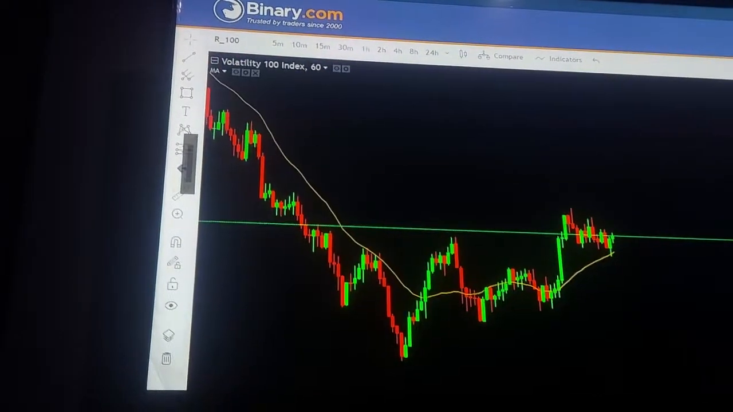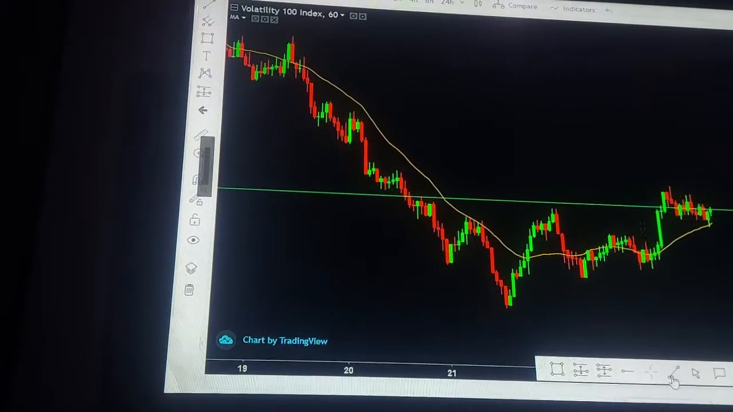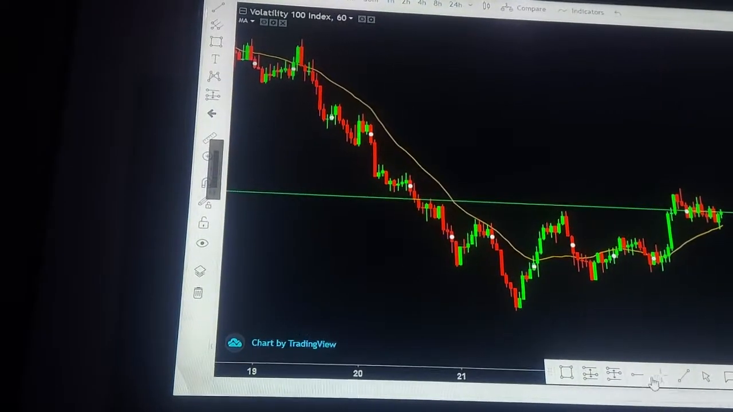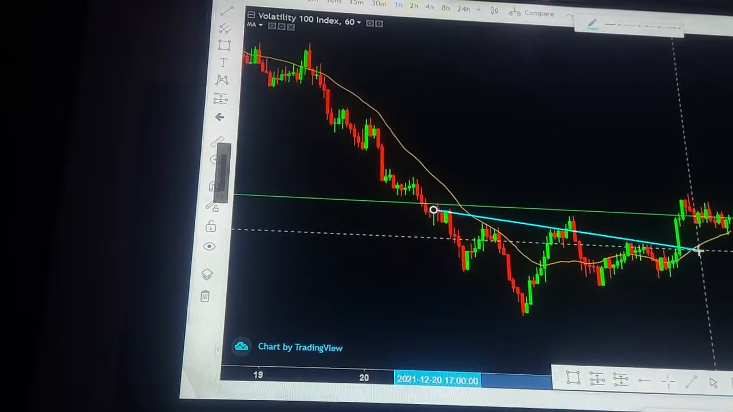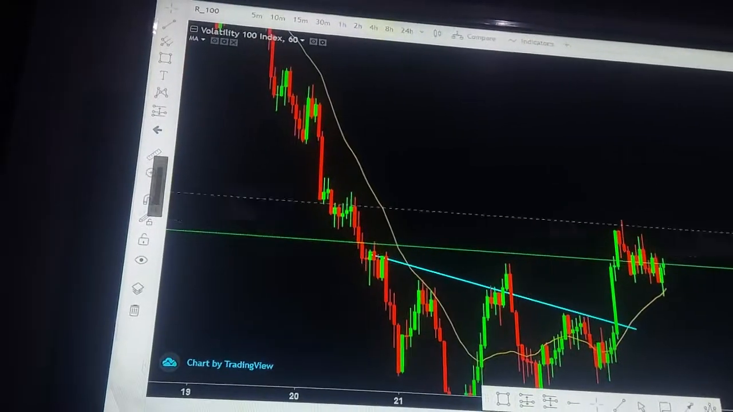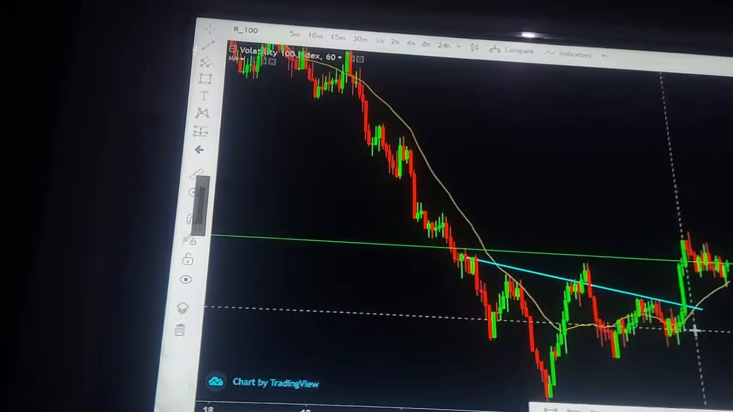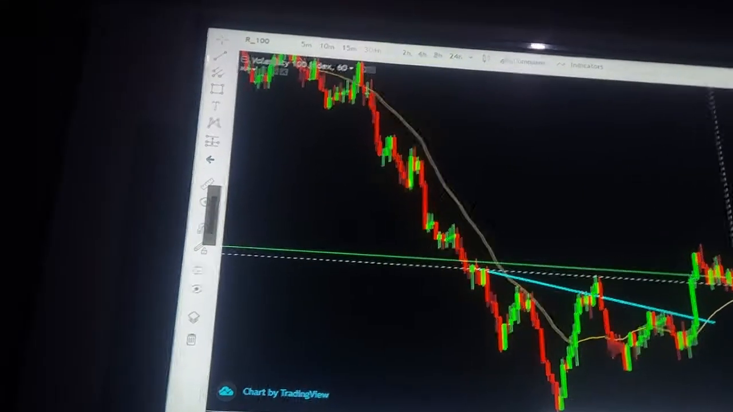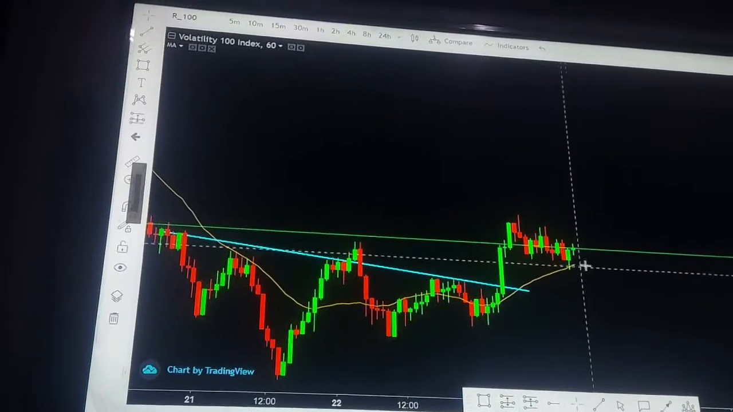Can you see? There was a kind of head and shoulders formed. Something like this was formed, which is a reversal pattern. So then what happened? We saw a massive move to the upside. Then a retest, now a pullback that is testing our moving average.